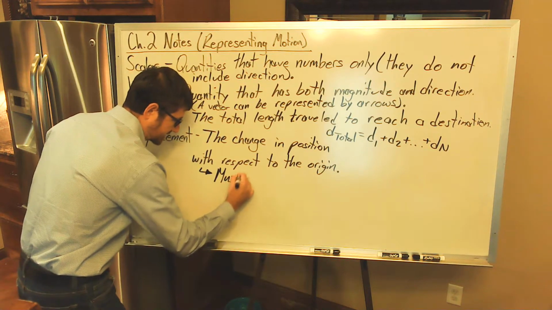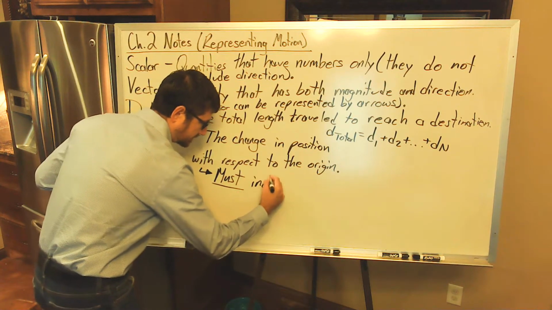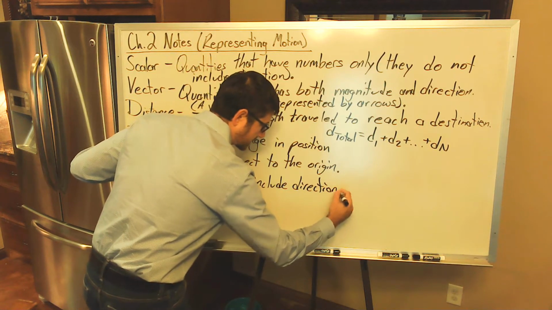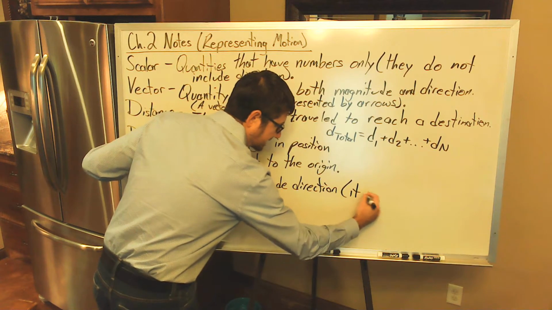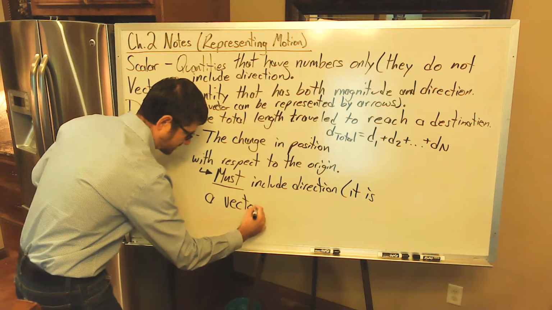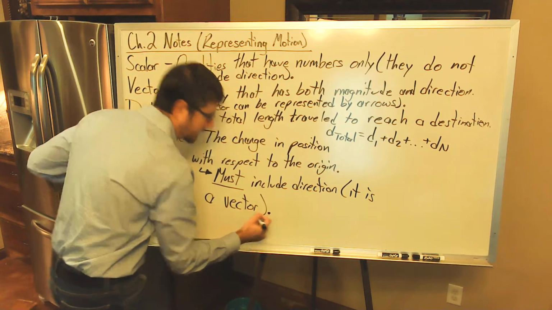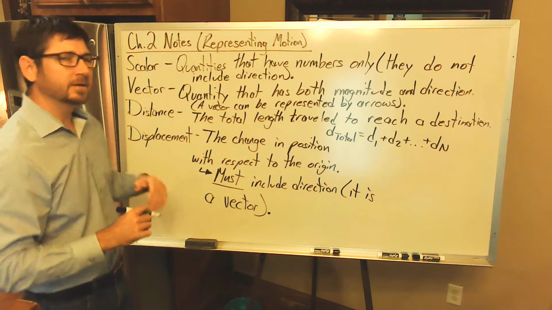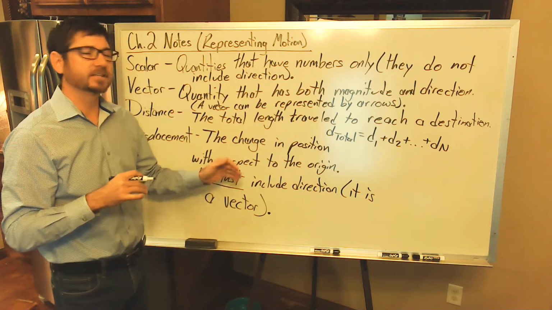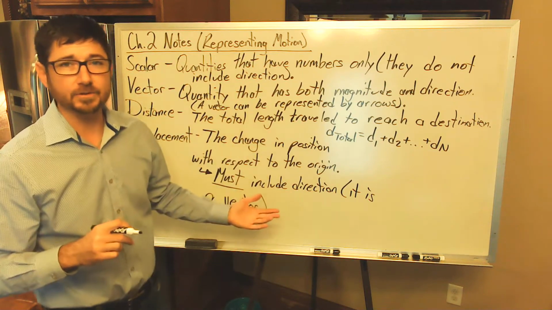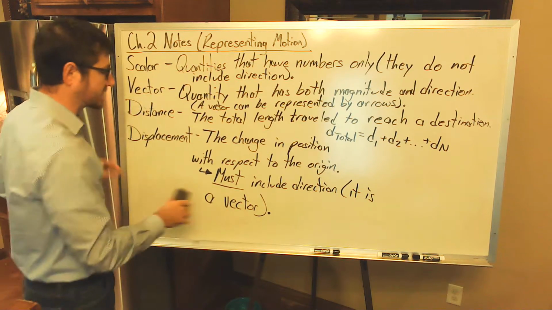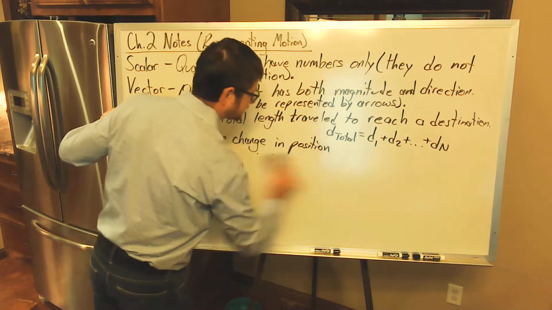So let's add on displacement. It must include direction because it is a vector. Okay? And so you might say, well, okay, one is a scalar and one is a vector. But is there any difference between the numerical value? Well, sometimes there is. And so what I'd like to do is go over a quick example.